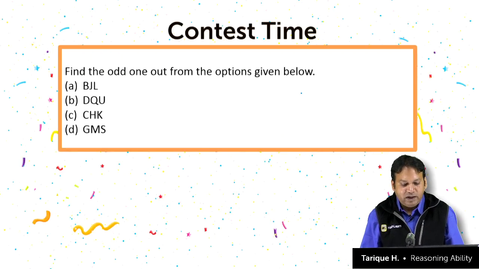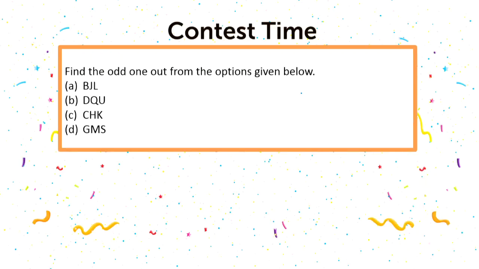And now we will see the contest question for today. It's based on letter based reasoning and odd one out. So we'll find the odd one out from the options given below, and there are 4 options: A, B, J, L; B, D, Q, U; C, H, K; D, G, M, S. Which is the odd one out among these 4 options? You have to find it out and post the answer in the comment section. I will be discussing the solution of this question in my next class for reasoning.